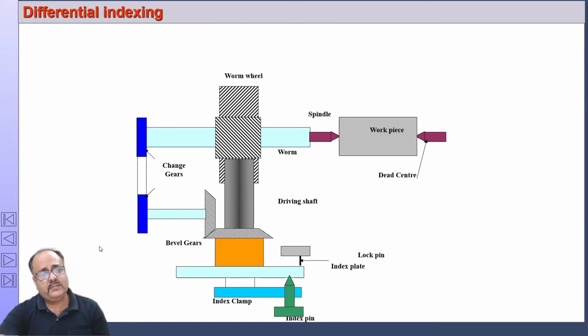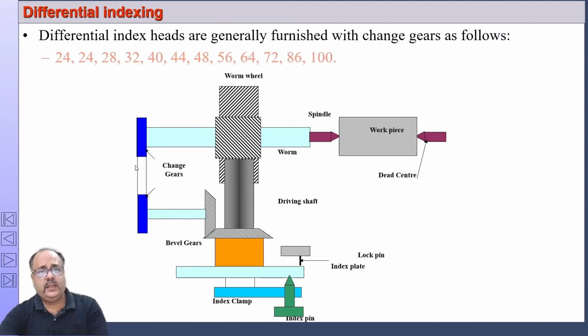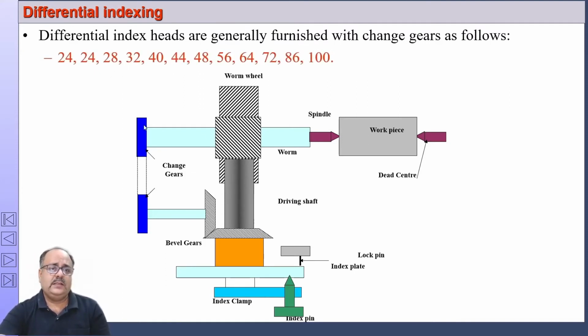So that requires the mathematics of it, and the formulas are given here. A universal dividing head comes with a set of gears, having 24 teeth, 28 teeth, 32 teeth, 40 teeth, 44. With this number of gears, we should be able to divide the workpiece into any number of divisions from 1 to 382. Some more gears are required.